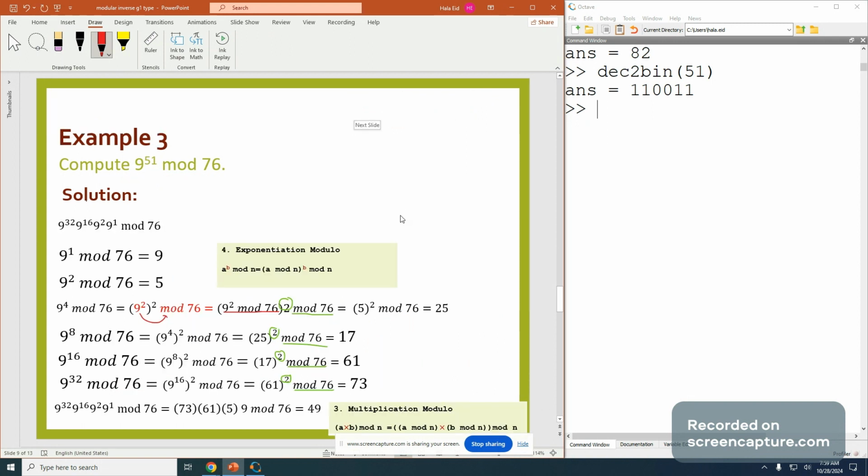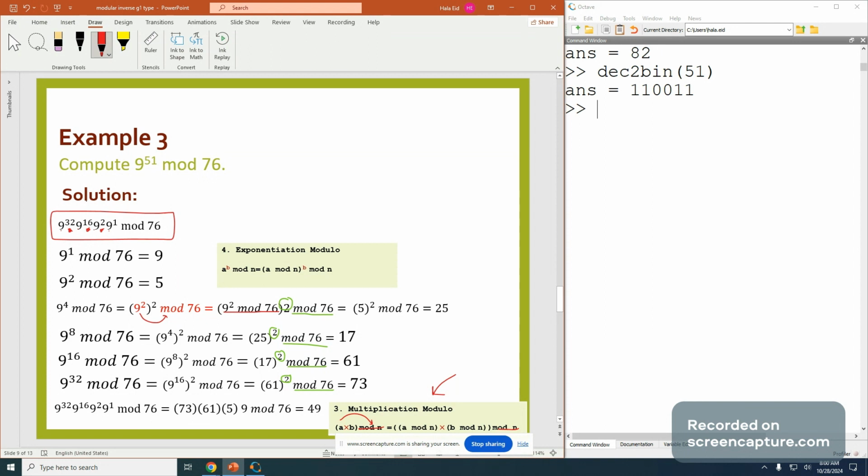Okay, so we ended up with this. That's what we wanted to find. I need to find 9 to the 32 mod 76, 9 to the 16 mod 76, 9 to the 2 mod 76, 9 to the 1 mod 76, and then don't forget to add the mod 76 at the end using the multiplication rule. They're all multiplied together, so what I have to do is take the mod of each one and then at the end apply the mod. So that's what I'm going to do.